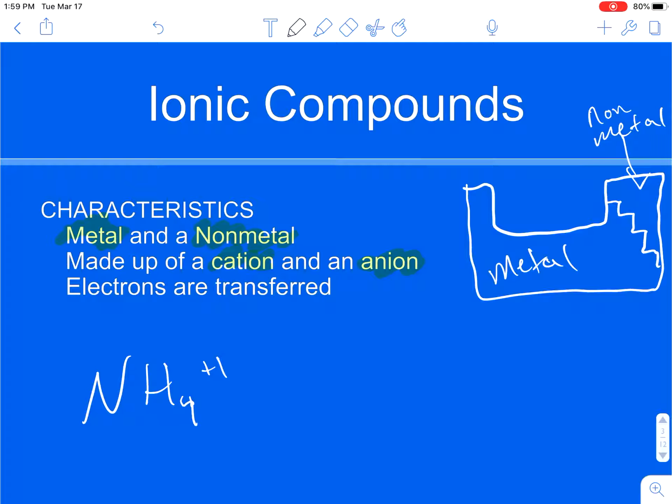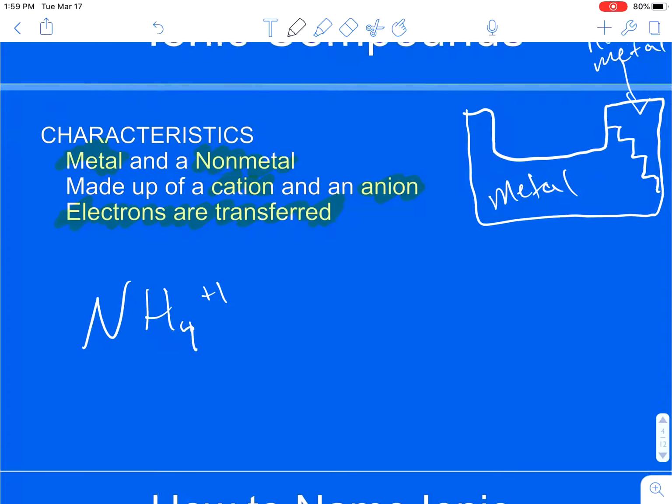So what you're looking for is a metal and a non-metal, or a positive and a negative, coming together to form a compound. The big thing that we are going to talk about later on in the unit is that electrons are transferred in this case. So that means electrons are moving from one object to the other, rather than different situations that, again, we'll talk about later on in the unit as we go through it.